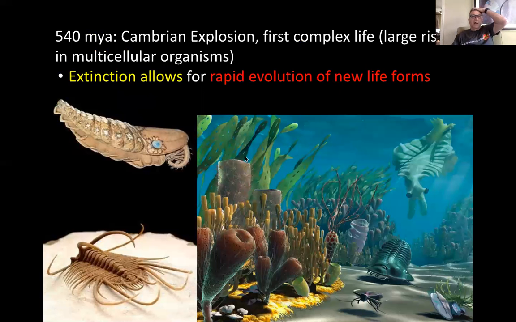All right, so now we have 540 million years ago, the Cambrian explosion, first complex life. The extinction is the cause, and anytime that you have an extinction, it allows for other organisms to evolve rapidly. And you'll see that a few times throughout Earth's history.